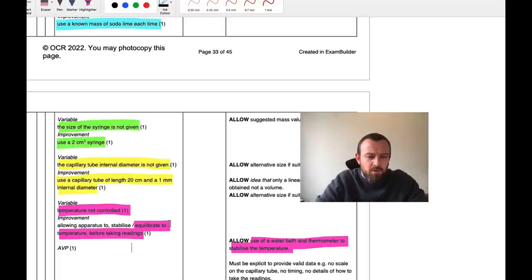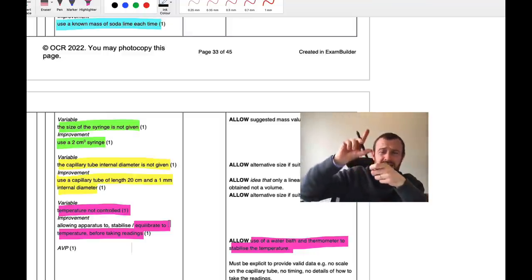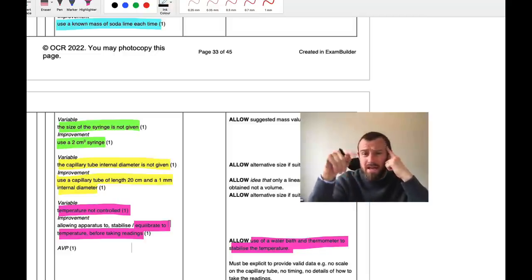I mean, it's a tricky one because the water bath would go into the capillary tube. So I'm not really sure how you'd have to do this. You'd probably have it with the capillary tube sticking out of the water bath and just the syringe bit in the water bath.